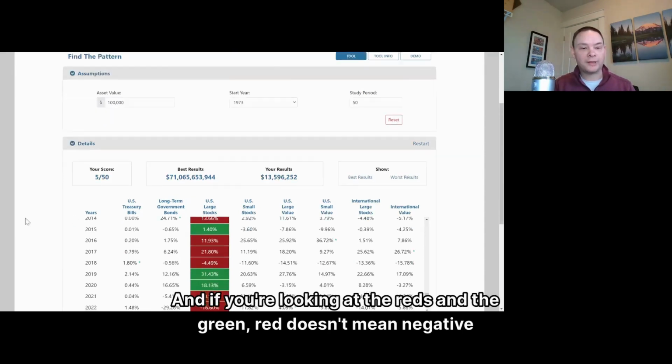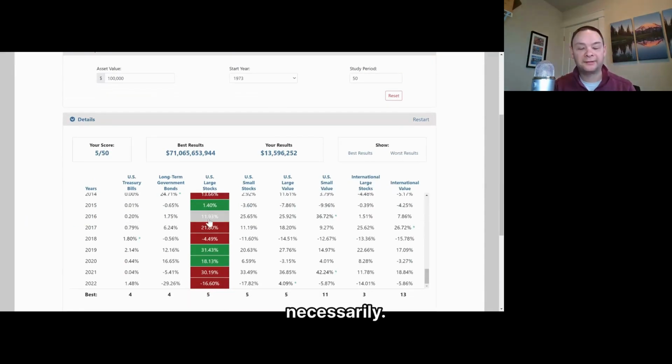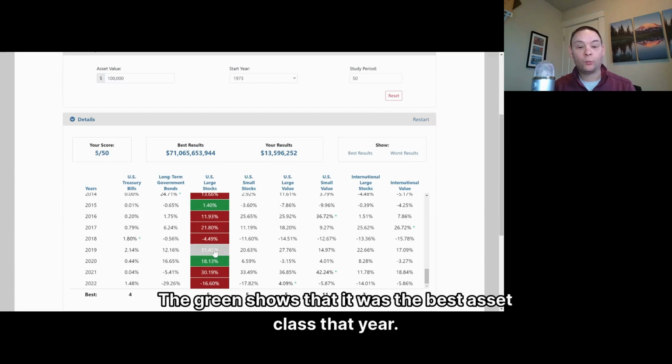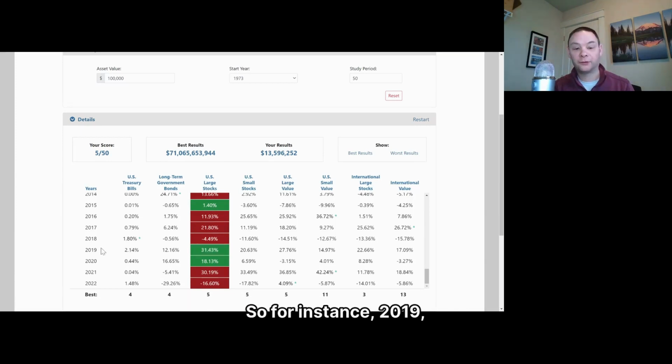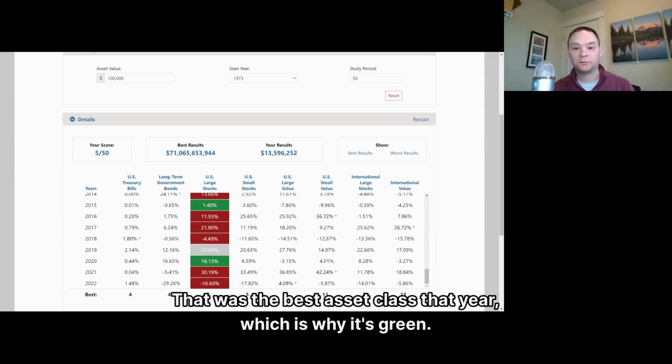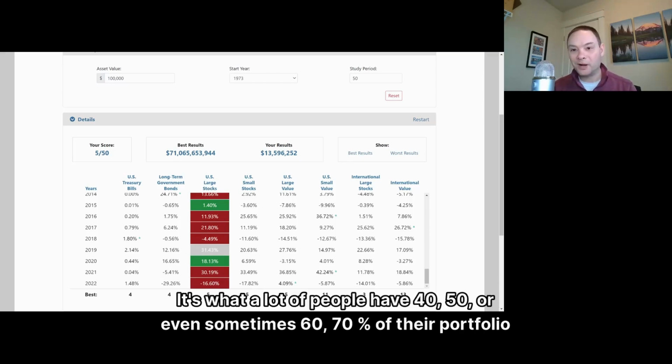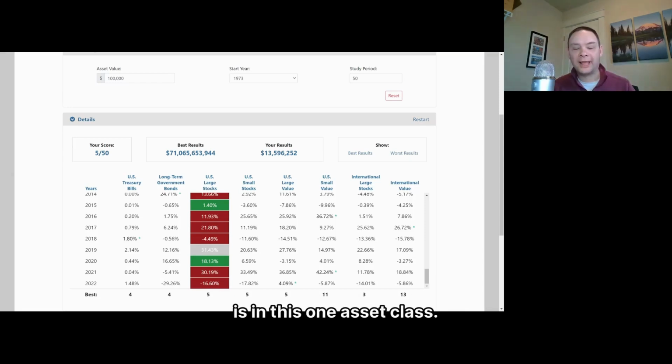If you're looking at the reds and the greens, red doesn't mean negative necessarily. It just wasn't the best asset class that year. The green shows that it was the best asset class that year. So for instance, in 2019, the S&P 500 is 31.43%. That was the best asset class that year, which is why it's green. This is the S&P 500. It's what a lot of people have 40, 50, or even sometimes 60, 70% of their portfolio in, this one asset class.